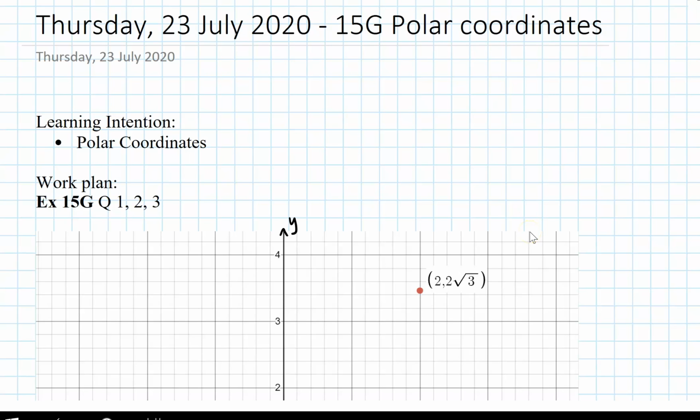Hello all, today we are going to look at polar coordinates. Let's have a look at what is meant by polar coordinates.